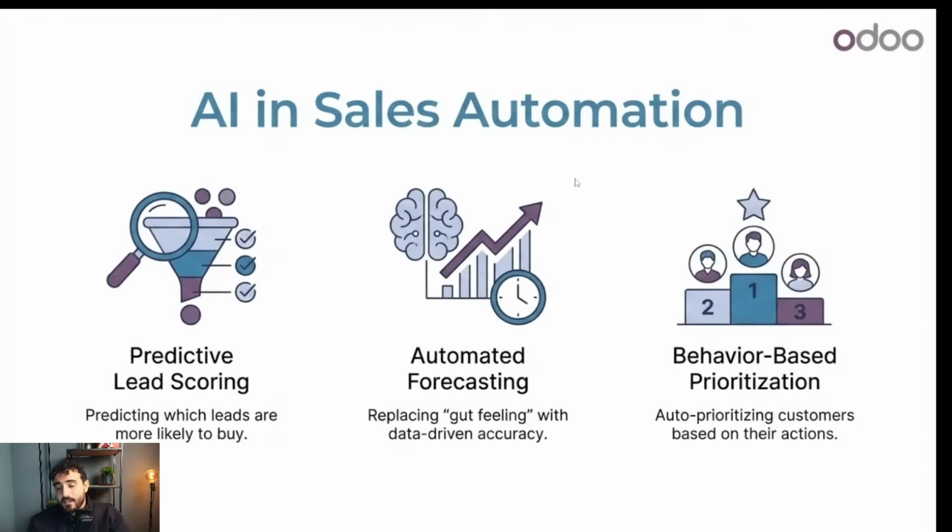All right. Second in the agenda is AI in sales automation. So how can we predict lead scoring? How can we check up on the leads? Which kind of customers, what kind of market do we need to work on more? Predicting which leads are more likely to buy. Secondly is automated forecasting, right? So replacing this gut feeling again with data-driven accuracy. All right. And then the behavior-based, so auto-prioritizing the customers based on their actions.